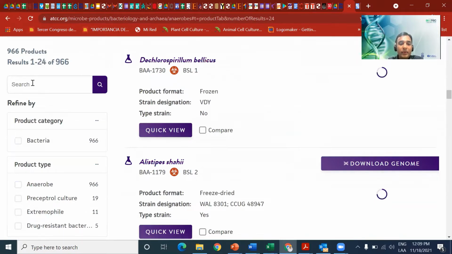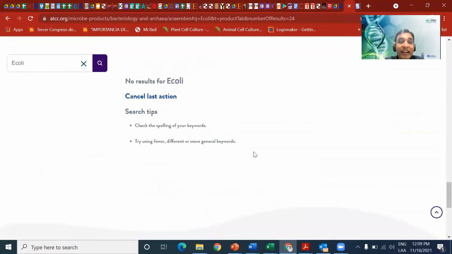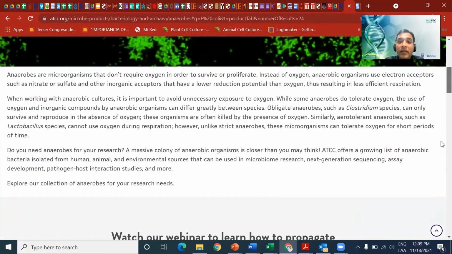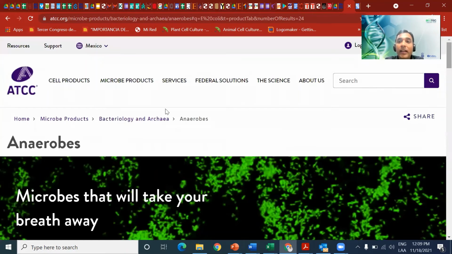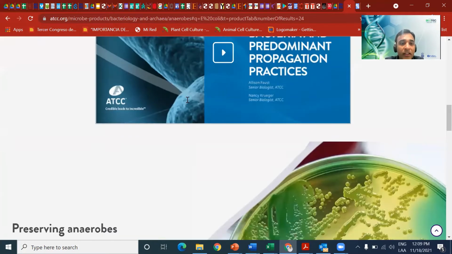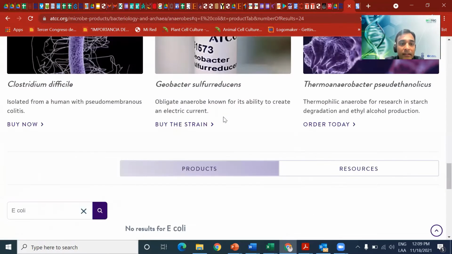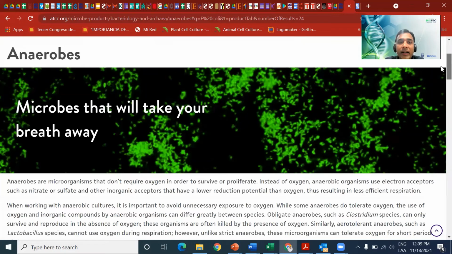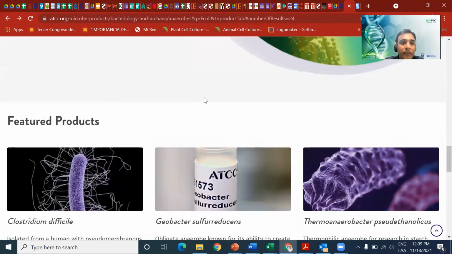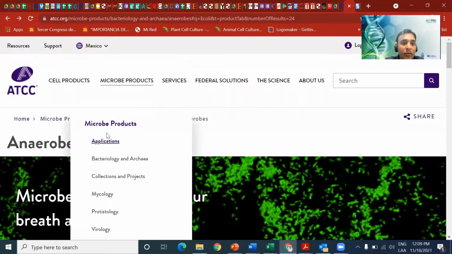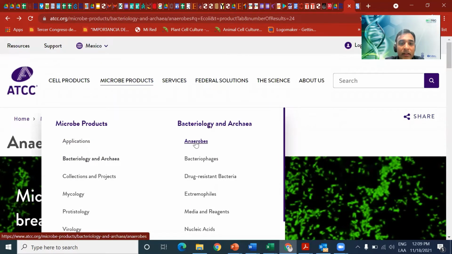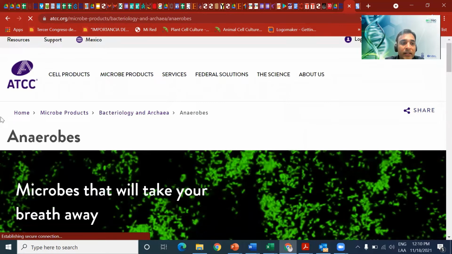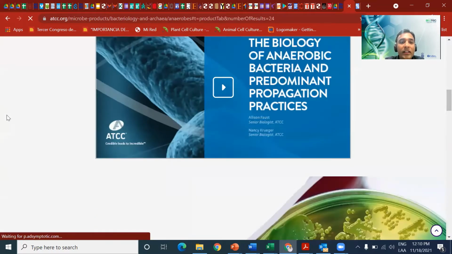If you want to put in E. coli, for example, you will find hundreds of different strains, even genetically modified ones which are producing certain kinds of enzymes. Everything you will find. Okay, I think I'm not searching it correctly, but you know how to search, right? Here you can explore it, and you can go with the anaerobes. Because E. coli is not an anaerobe, that's why it's not coming up, right?